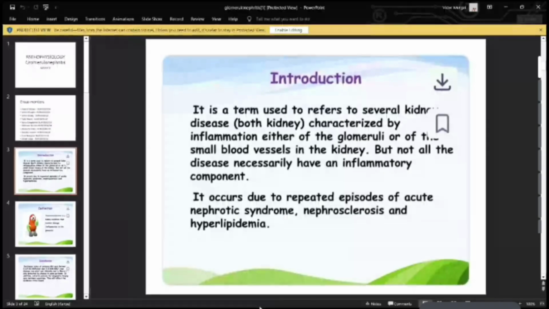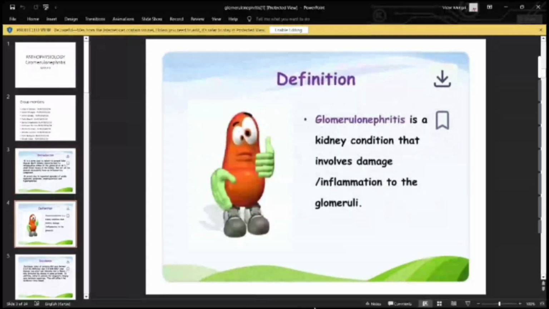It occurs due to repeated episodes of acute nephrotic syndrome and nephrosclerosis and hyperlipidemia. Okay, so this is the definition. It's a kidney condition that involves damage or inflammation of the glomeruli.